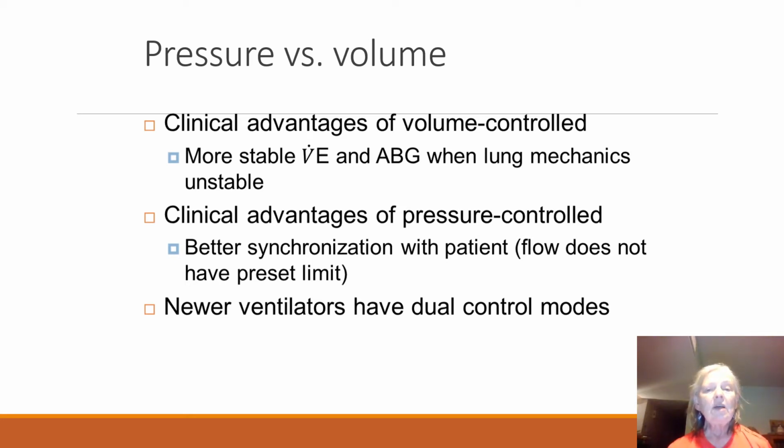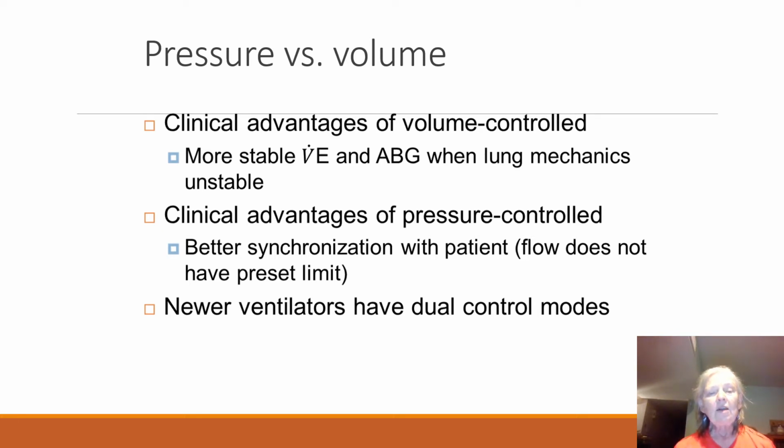But the clinical advantages of volume control, you have a more stable minute ventilation, better control over your ABG when your lung mechanics become unstable. Remember, volume ventilation, the definition of it is your volume is constant. Your pressure will vary. Because you have that constant volume, you have a pretty stable minute ventilation at that point.